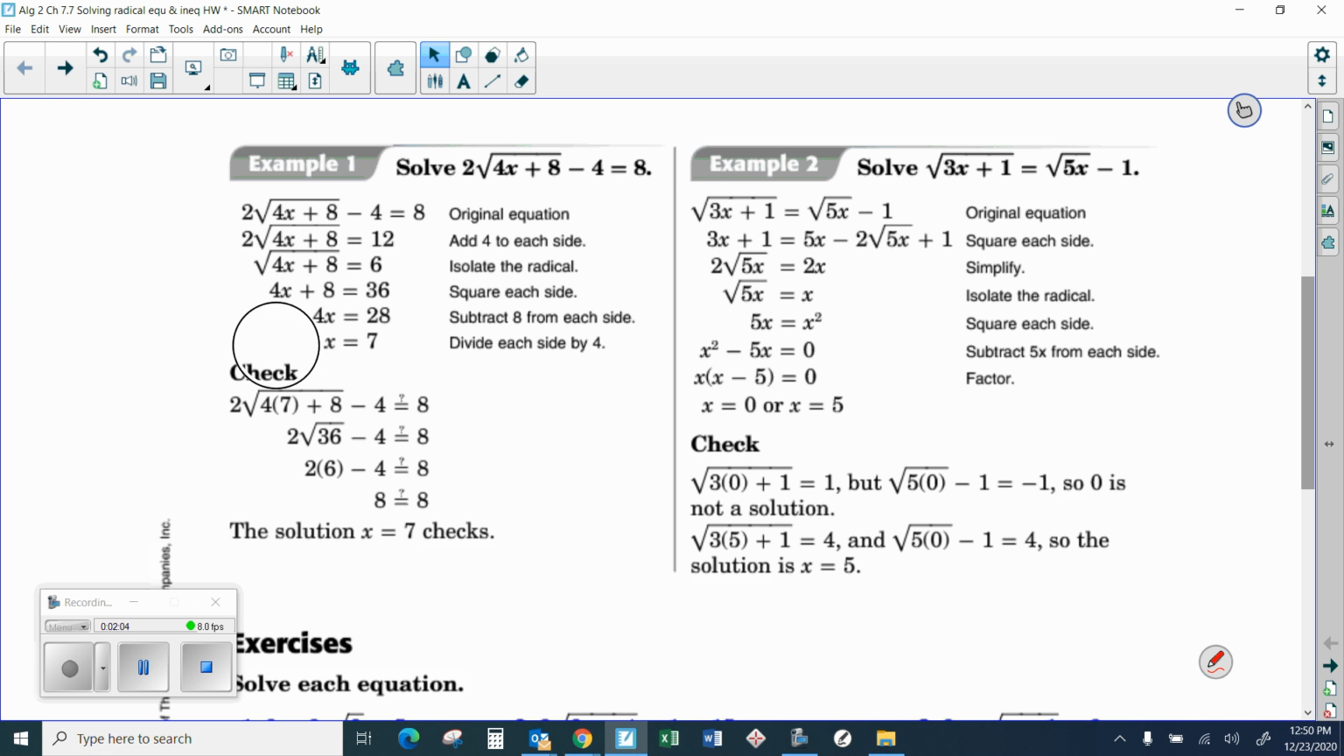Okay. Now, example 2, we have two radicals. So we have one on each side. Do not bring them both to one side. Okay, you'll never finish doing that. You got to have one on each side. Okay, and it's both the square root, so we're going to square both sides.